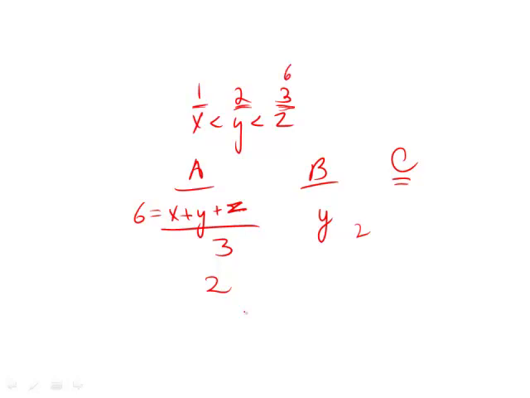Now z is 6. 6 plus 2 plus 1 is equal to 9. 9 divided by 3 is equal to 3. And suddenly column A is bigger. As soon as you notice that switch, the answer is D.